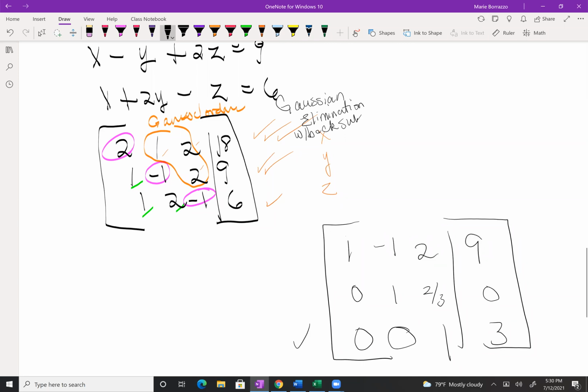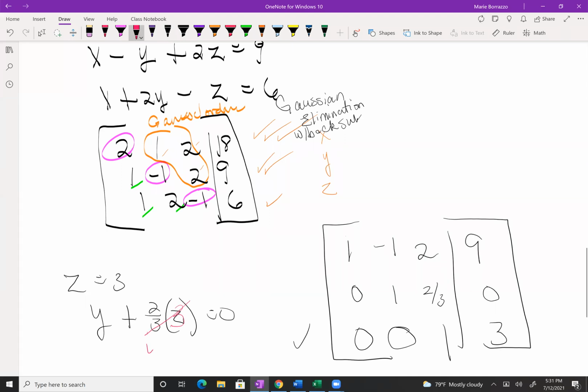Okay, so at this point, this is what you have. You have z equals 3. If z equals 3, notice that you have y plus 2/3 times z equals 0. We know z is 3.